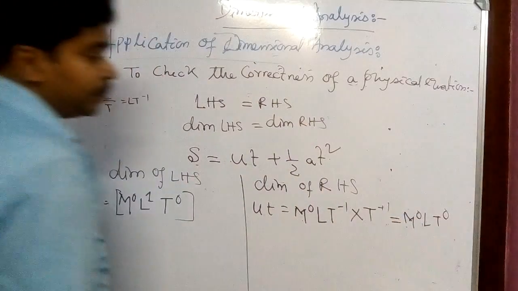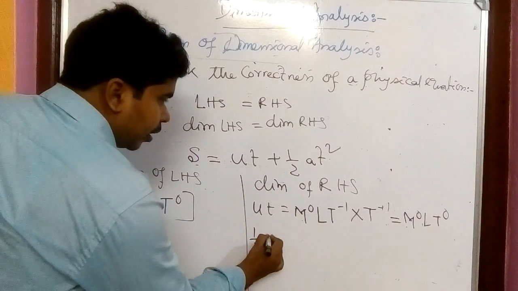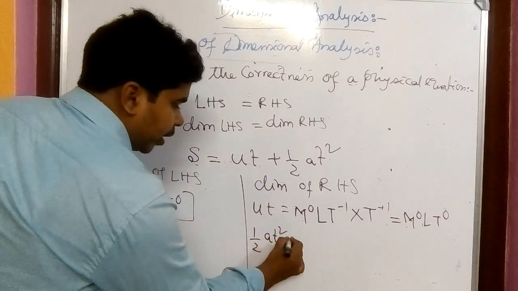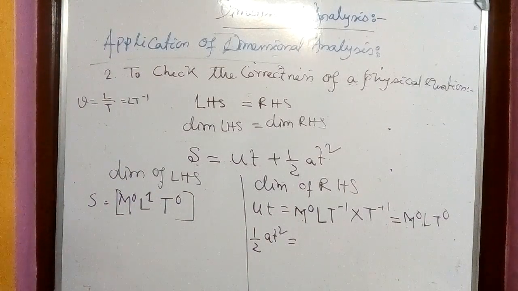If I find the next part, that is half at square. Now I am coming to the half. See, for half there shouldn't be any sort of dimension.